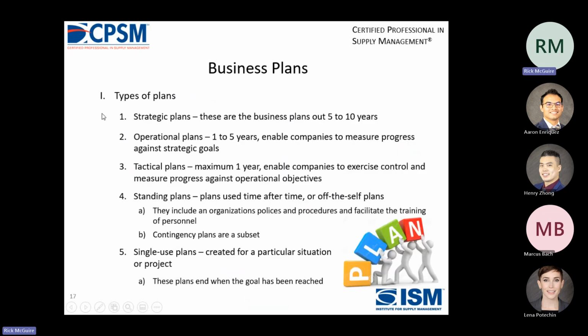And then you've got a few different types of plans that ISM recognizes. You've got strategic plans, 5 to 10 years out, operational plans, 1 to 5 years out, tactical plans, less than a year, standing plans, plans that are used time after time, or off-the-shelf plans. Organizational policies basically are standing plans. Procedures, contingency plans are a subset of standing plans.